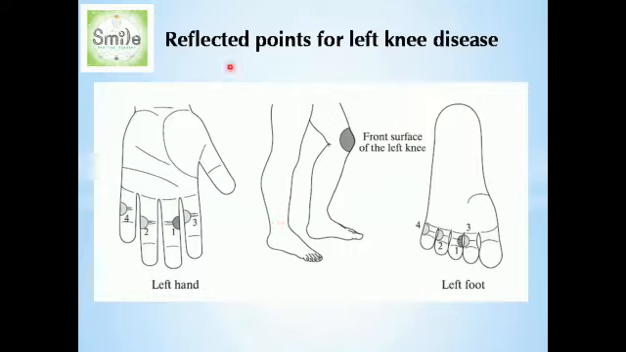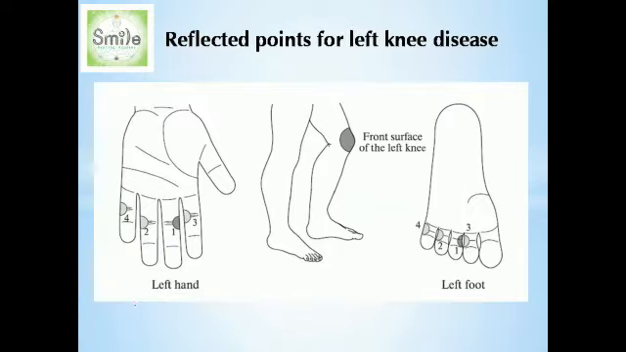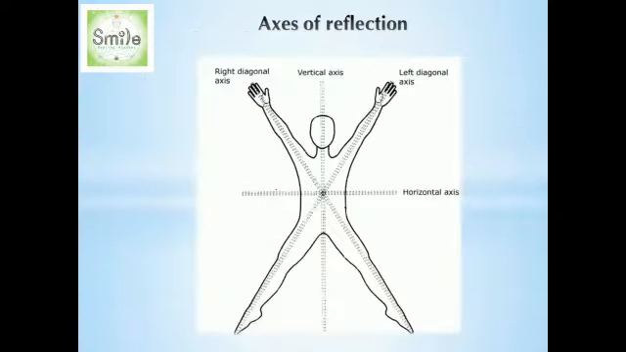So for example, we'll discuss left knee disease. In the standing position, this is the correspondence point for the left knee. In the left hand, this is the correspondence point for the left knee. So we will discuss each axis one by one. For example, first we will discuss the vertical axis.